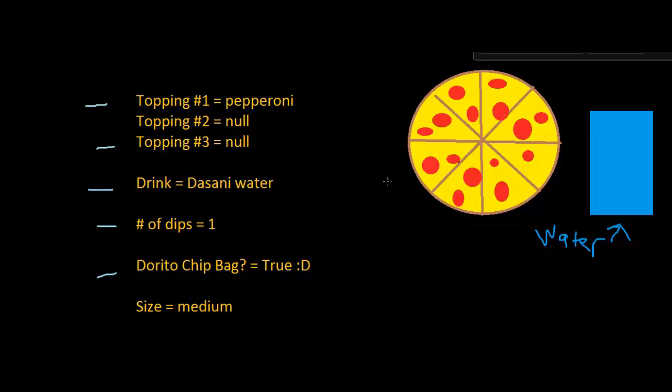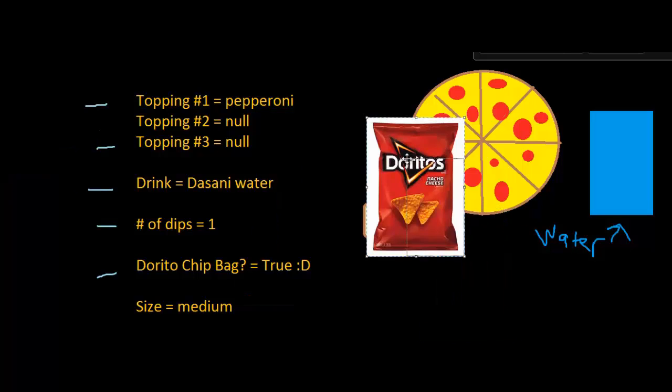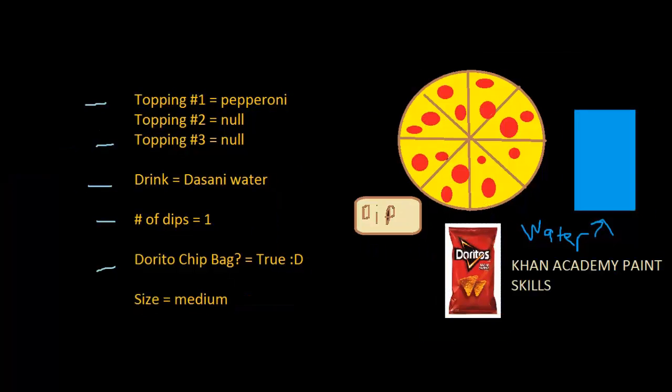Okay, so with these default values, when the customer orders the pizza, they won't get the previous default values, the ones that were automatically created. Instead, they'll get the ones that we created. So they will get pepperoni topping, they'll get a Dorito chip bag, they'll get Dasani water, they would get medium-sized pizza instead of that really weird size, and they will also get 1 pizza dip instead of 0.